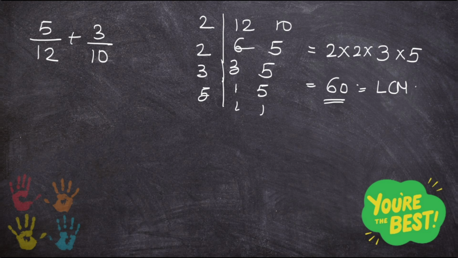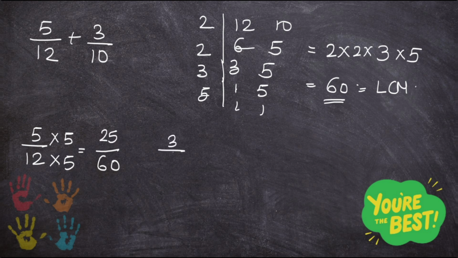Got the LCM? Now change the fractions. So it will be 5 upon 12. I will have to change it so the denominator will be 60. Now 12 into what will be 60? 5. So the same thing I'll do over here also. 5 times 5 gives me 25. Now 3 upon 10. I have to convert it into 60. What am I going to do? 10 into what gives me 60? 6. And 3 6s are 18.